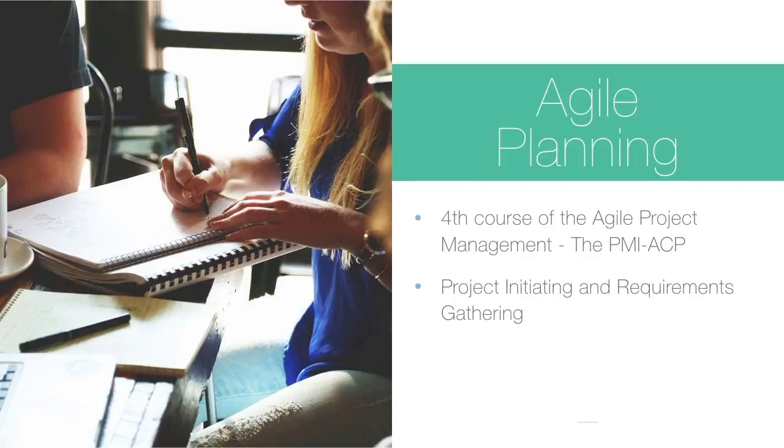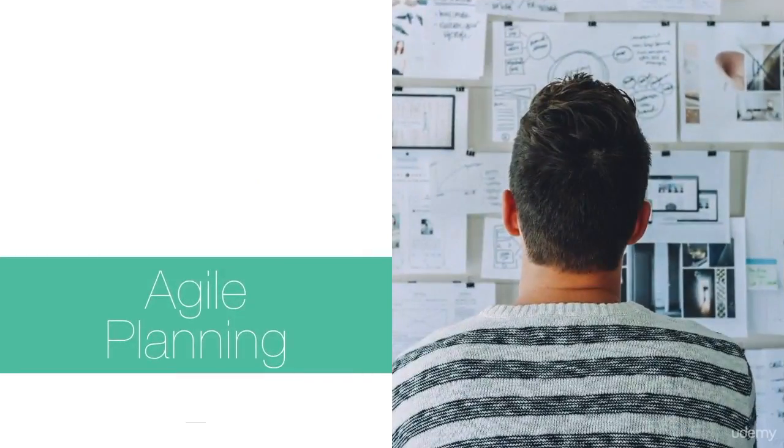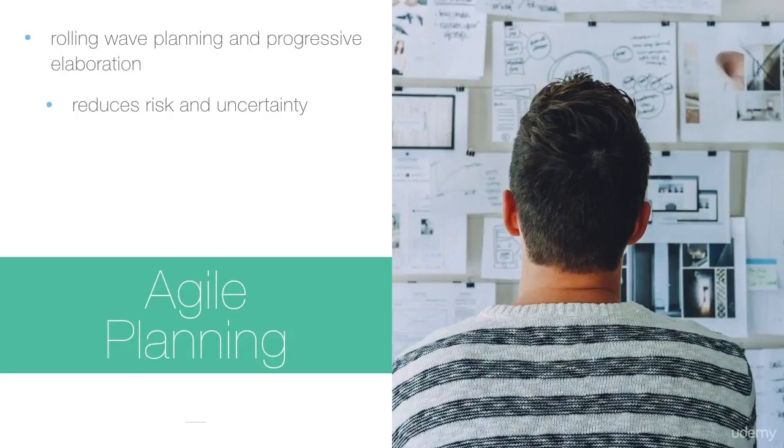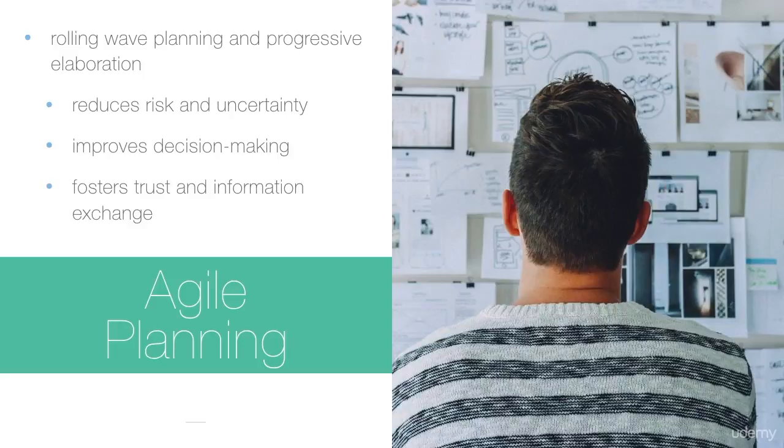An Agile development team uses rolling wave planning and progressive allocation, refining and adjusting plans at various points throughout a project's lifecycle. Planning is beneficial because it reduces risk and uncertainty, improves decision making, fosters trust, and makes it easier to pass on information to stakeholders.